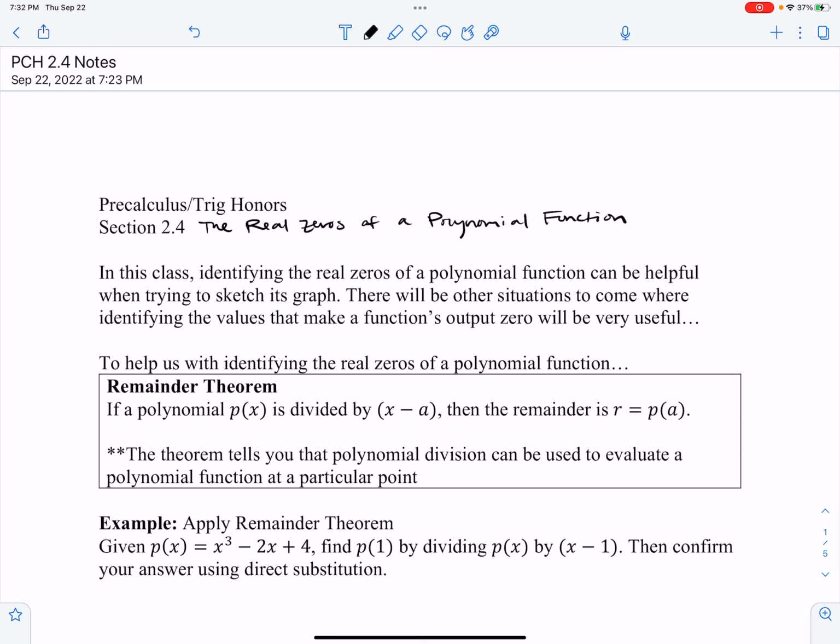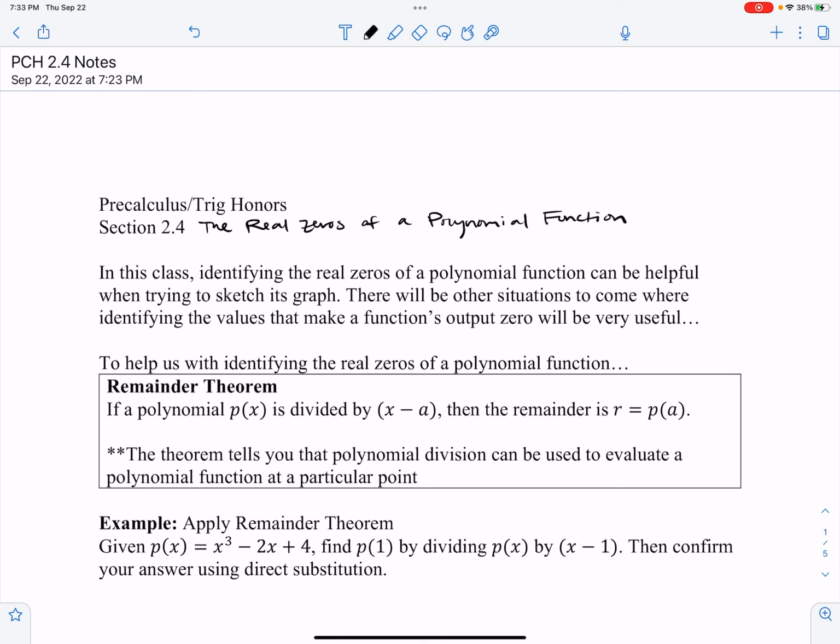So in order to help us with identifying the real zeros of a polynomial function, we're going to use something called the remainder theorem. The remainder theorem says that if a polynomial p of x is divided by x minus a, a linear divisor x minus a, then the remainder will be equal to the polynomial evaluated at a. So the remainder will end up being equal to p of a. This theorem tells you that polynomial division can be used to evaluate a polynomial function at a particular point.